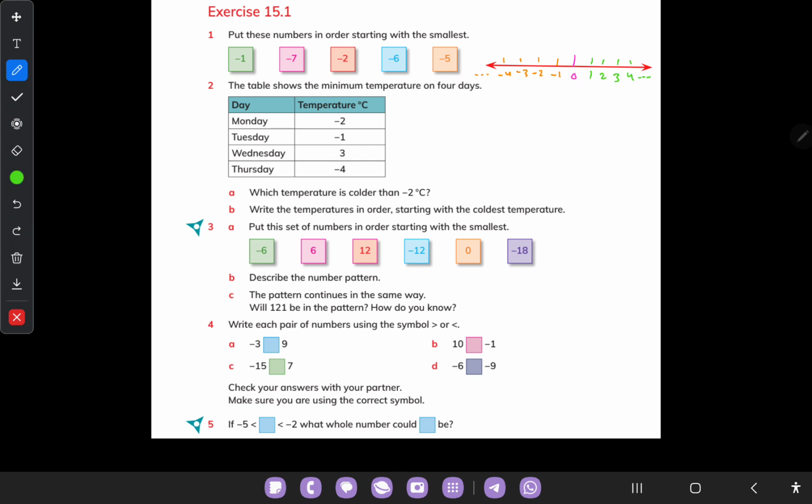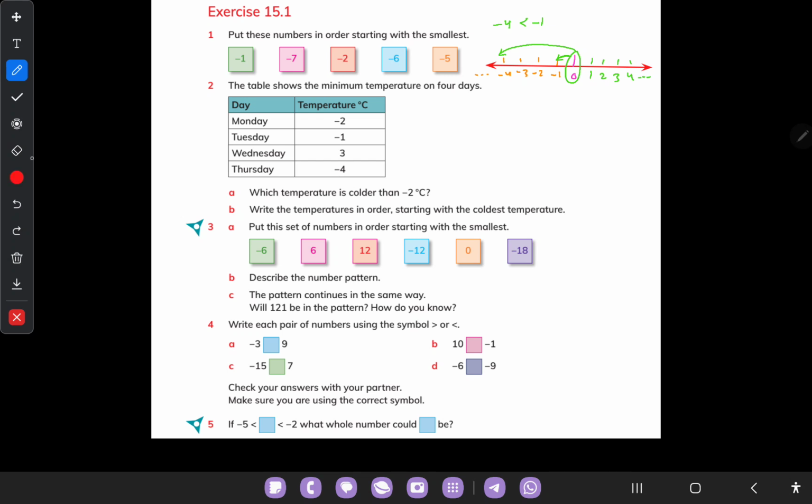So when the numbers are far away from 0, they will be smaller, okay? So when we move to the left this way, negative 4 here is farther than negative 1. So negative 4 is smaller than, or less than, negative 1. Why? Because when we are close to 0, the numbers become greater and greater.